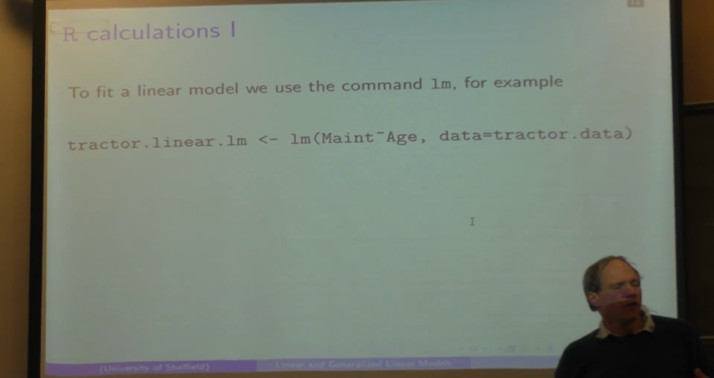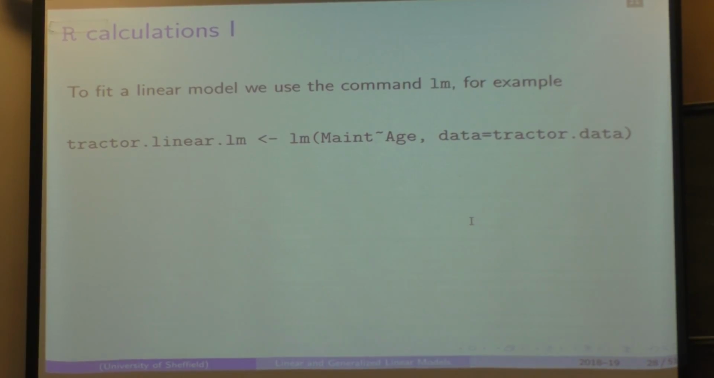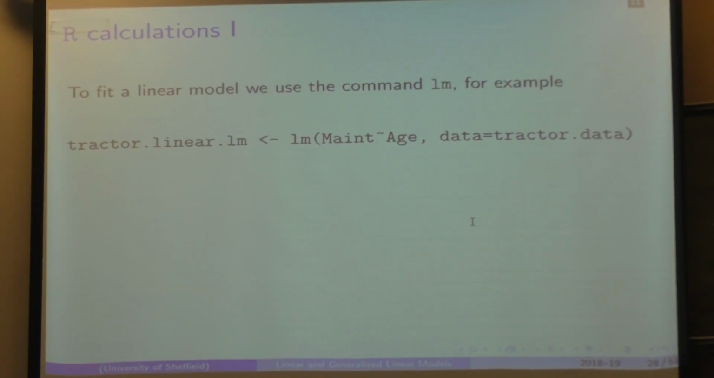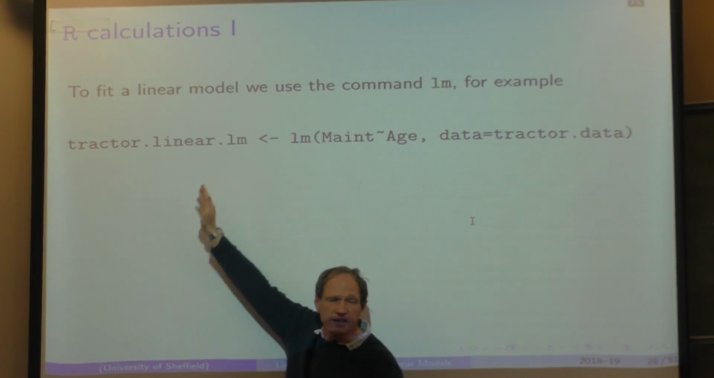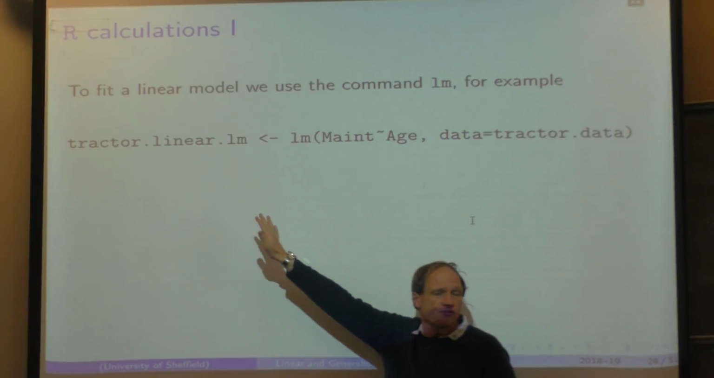Okay? And the way that this lm function in R works is that it produces an R object which has information about the fitting process of the linear model in it. So if you just type lm and something like this after it, nothing will happen except that, well, nothing that you can see will happen. What you need to do is to give it a name, and here we're giving it the name tractor.linear.lm. Okay? Once you've done this, you'll be able to do things with this R object, tractor.linear.lm.